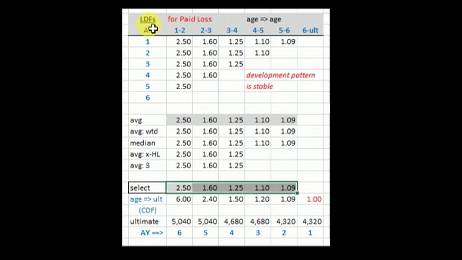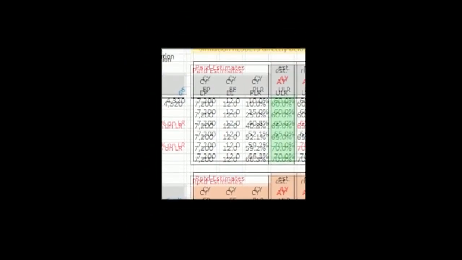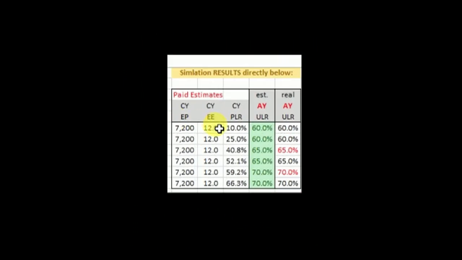Here are your selections. Here are your CDFs, and here are the resulting ultimates. You can see now from the summary table, which shows your estimate of ultimates side by side with the real accident year loss ratio, and so it's easy to see that your estimates are all 100% accurate.